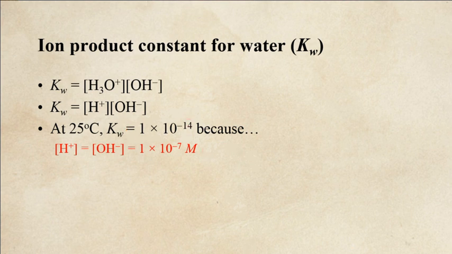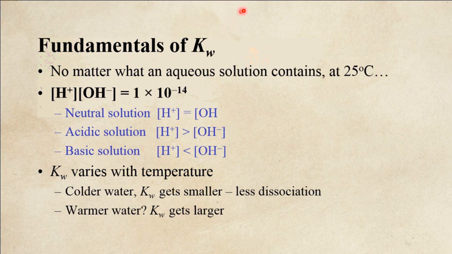So, fundamentals of Kw, the ion product constant for water: no matter what an aqueous solution contains at 25 degrees Celsius, these two concentrations multiplied will equal that. Even if they're wildly out of balance, this product will always equal 1 times 10 to the negative 14. If the solution is neutral, they'll be equal. That's in the bracket there. If it's acidic, of course, you have an overabundance of hydrogen ions, and if it's basic, you have an overabundance of hydroxide.